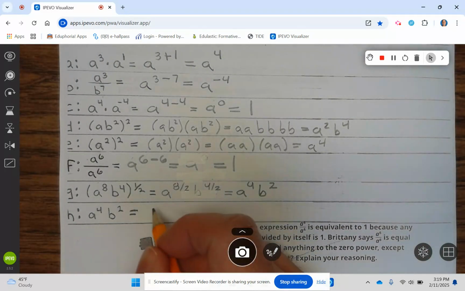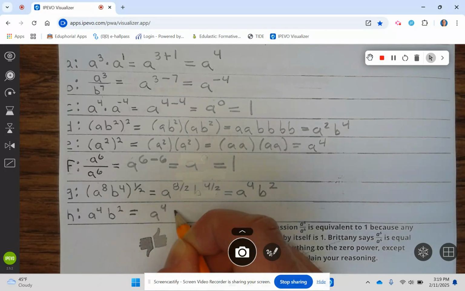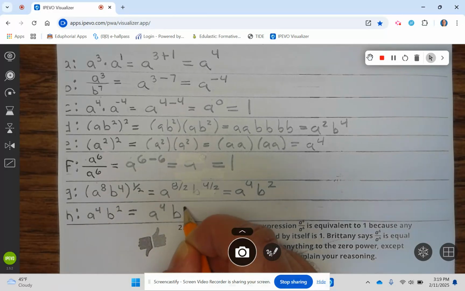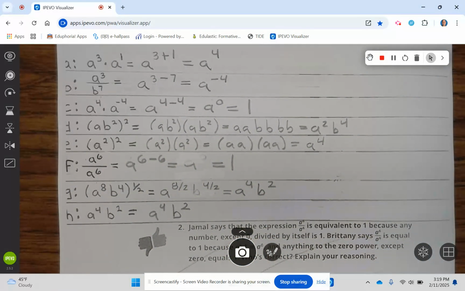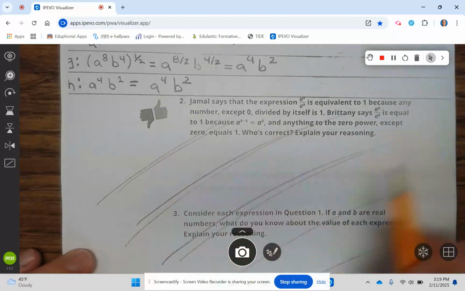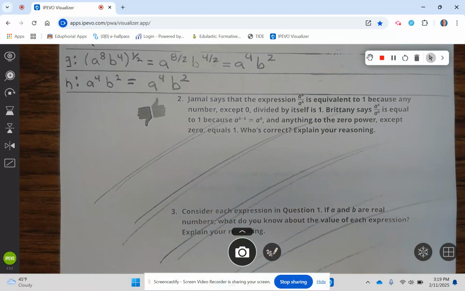When you multiply exponents, you add them, so this becomes A to the 4th. But they're different letters, so really it stays the same. There's nothing you can do. It just stays A to the 4th B squared. All right, go ahead and finish those up. Go ahead and mark out the rest of the page. Let's take a look at the next page.